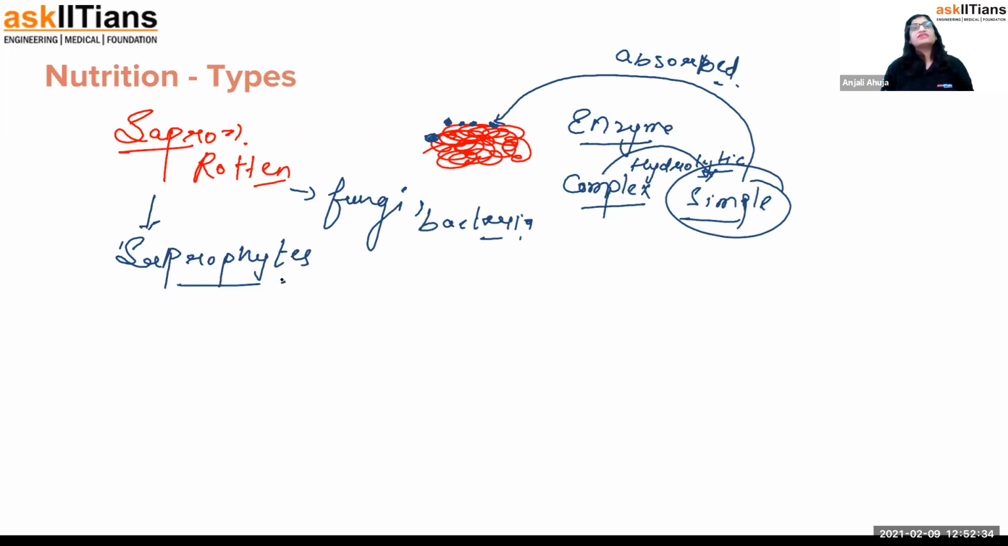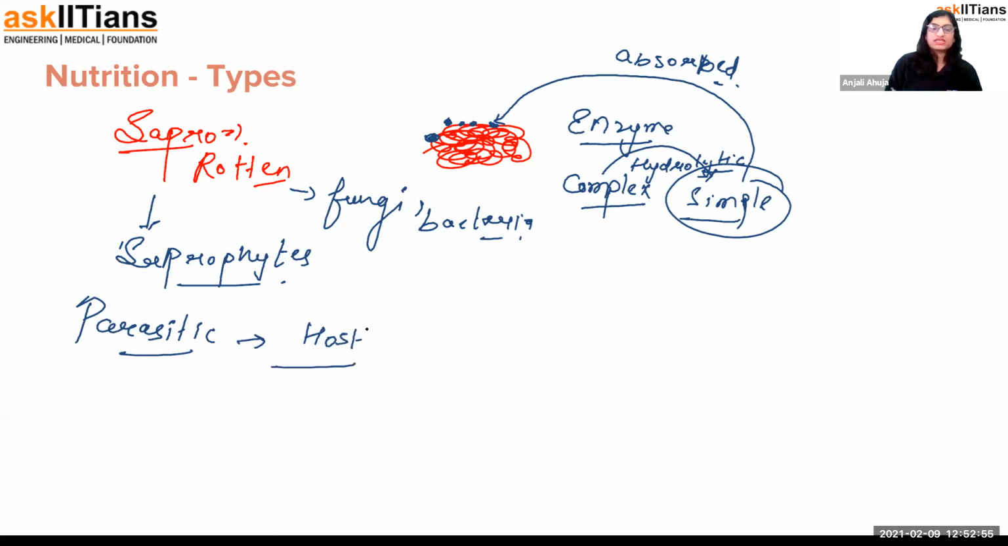Saprophytes. Now the next type of nutrition in heterotrophs is the parasitic one. Parasite. You must know what a parasite is. A parasite means when one organism is living on another organism, and the other organism acts as a host. So the organism acting upon the host is absorbing the nutrition from the host. So this is obtaining food from the host.